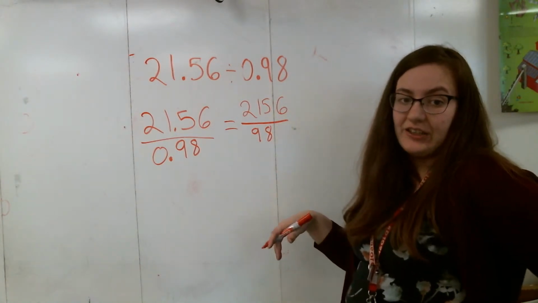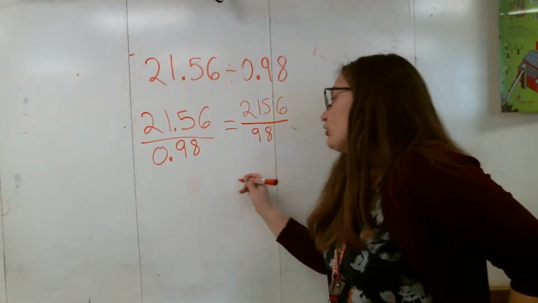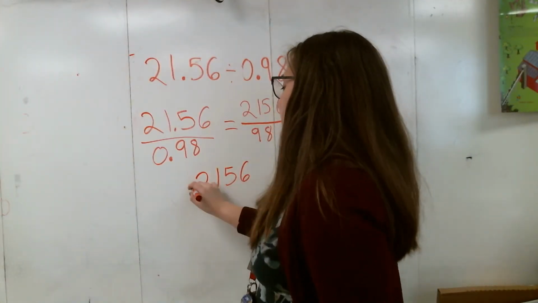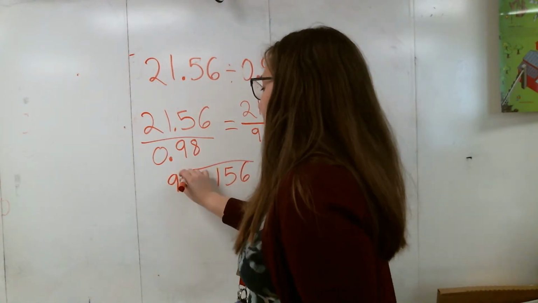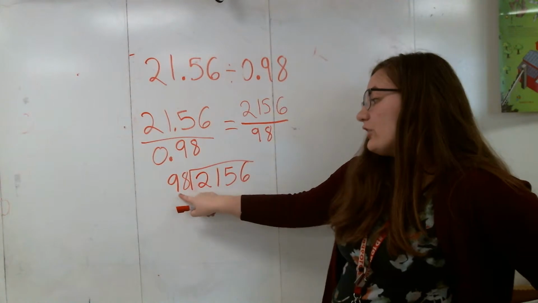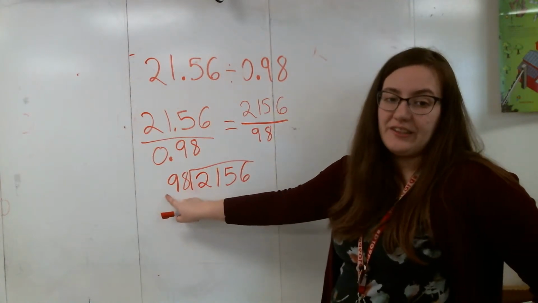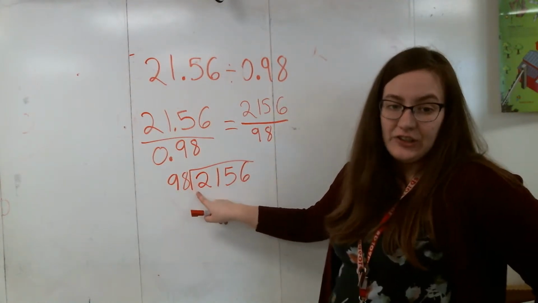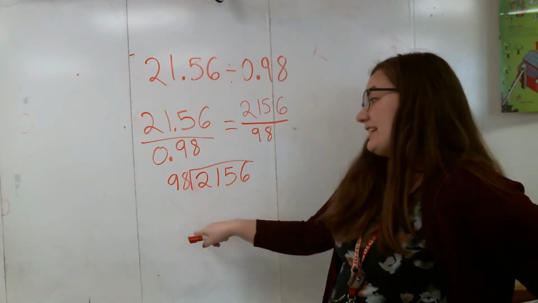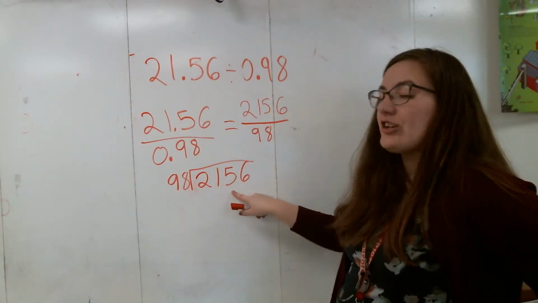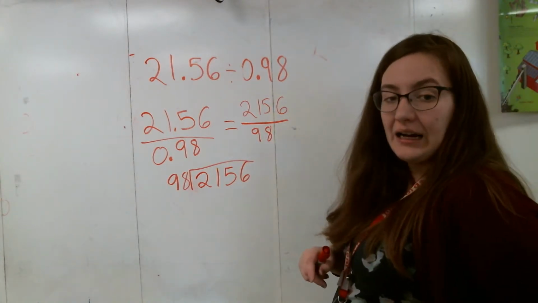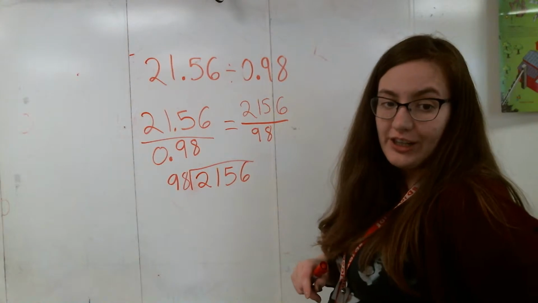Now what I need to do with this is make a standard algorithm. So I have 2,156 divided by 98. And for this one, remember, 98 is the whole thing that's coming along. So I had to figure out, can 98 get into 2? No. Can 98 get into 21? No, it cannot. Can 98 get into 215? Yes, it can. Now I have to figure out how many times 98 can go into 215.